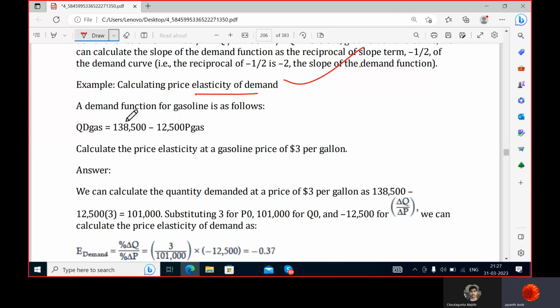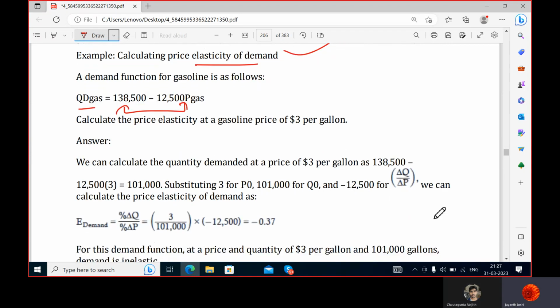So, calculating price elasticity of demand: a demand function for gasoline is as follows. They have given the demand equation. Calculate the price elasticity of demand for gasoline at a price of $3 per gallon. So what will you do, Abhijit, for this? We can calculate the quantity demanded at the price of $3 per gallon as 1,38,500 minus, and we substitute the price of gasoline here. What demand are you getting? 1,01,000. With this, can you find out the elasticity of demand?